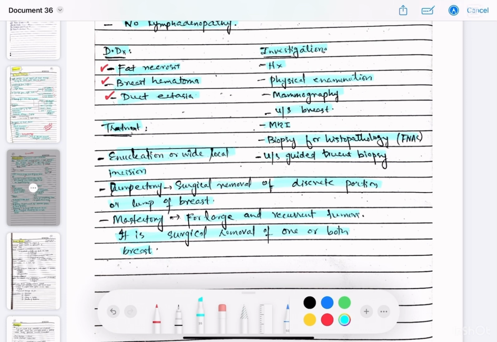And the differential diagnoses are fat necrosis, breast hematoma, and duct ectasia. These are the clinical treatment: wide local incision is done, lumpectomy is done if it is a small lump, and mastectomy is done if it is a large breast.